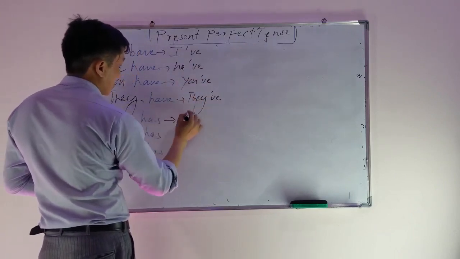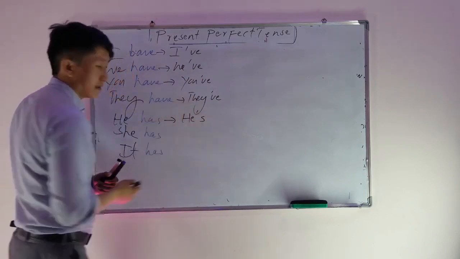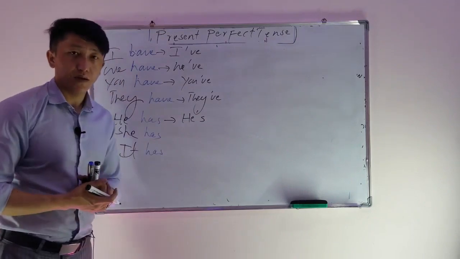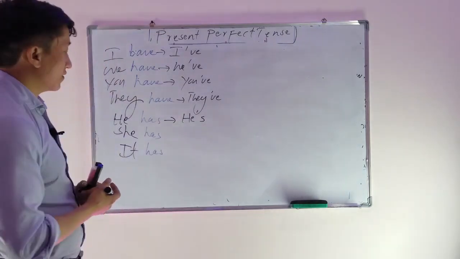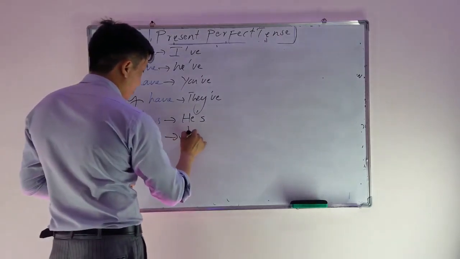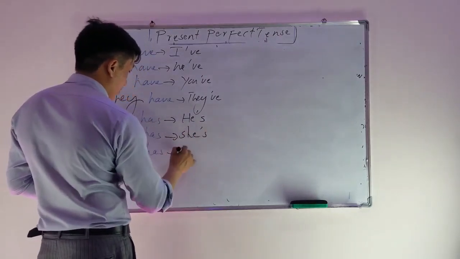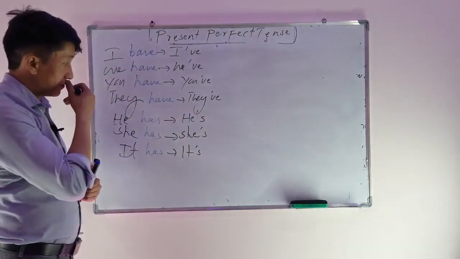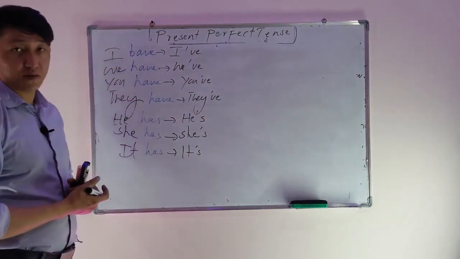For this one, actually, we can use apostrophe S, he's. We have to be careful not to confuse this one with he is. It's a contraction form of he has and also he is. So for she we can say she's, for it we can say it's. We have to be careful not to make such mistakes.